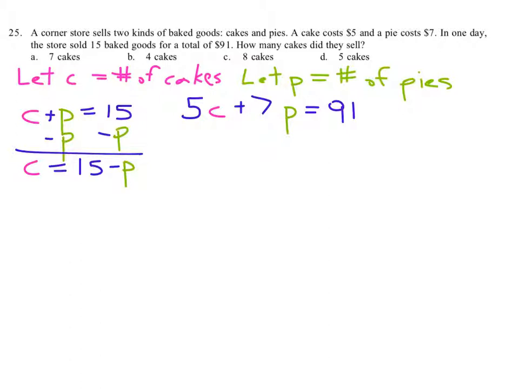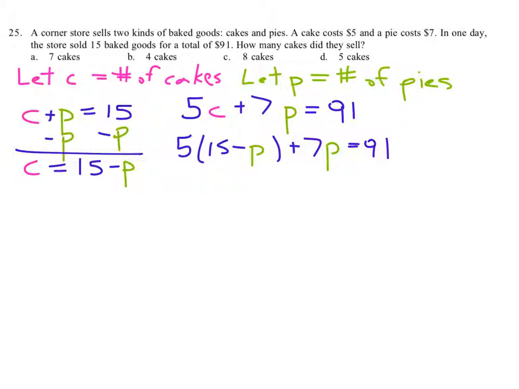Okay? And then I'm going to write the original equation, the second equation, 5C plus 7P equals 91, and I'm going to put 5 parentheses. And what is C equal to? C is equal to 15 minus P. Okay, and then we have the remainder of the equation plus 7P equals 91. And you'll notice that we've now combined both equations. We're down to a single variable P.